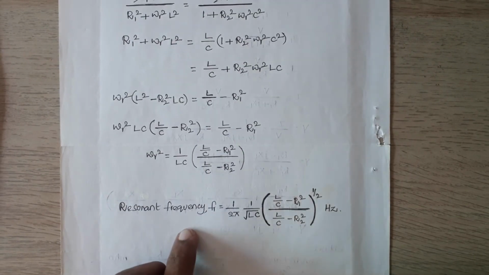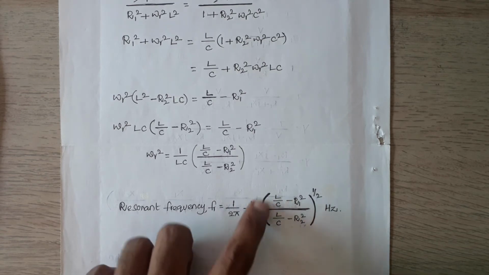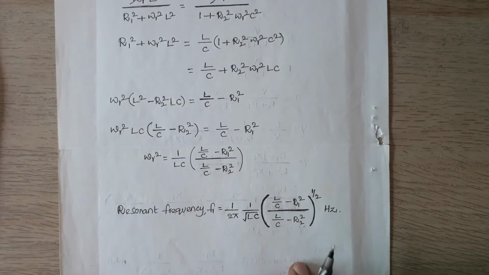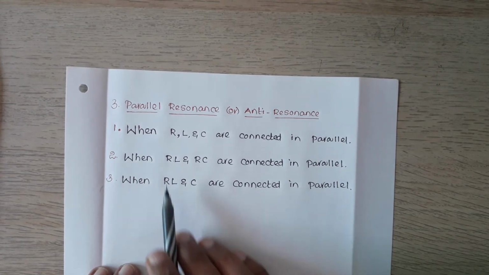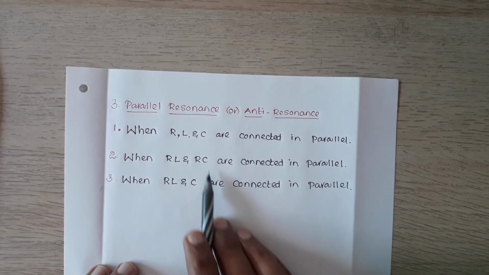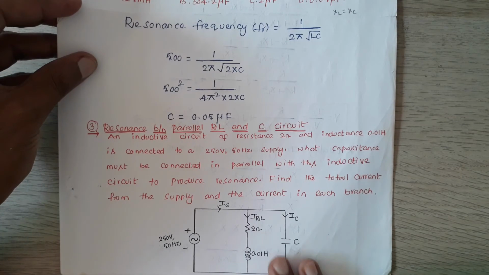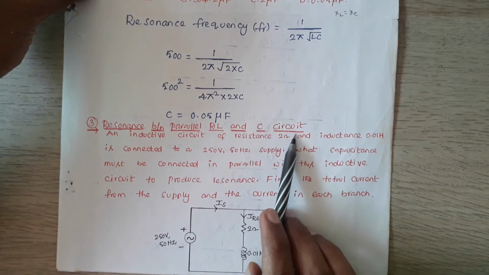In terms of hertz, the resonance frequency FR = 1/(2π) × 1/√(LC) × √((L/C − R1²)/(L/C − R2²)) hertz. So this is for the second case. Similarly, let us see the third case. The third case is when RL and C are connected in parallel. There is no RC, only C is there. So this is the third case: resonance in a parallel RL and C circuit.